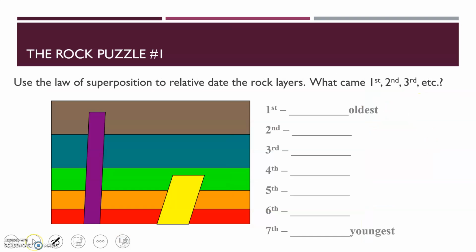Okay? All right, so let's try a rock puzzle. The law of superposition states oldest is at the bottom, youngest is at the top. So what came first? Let's see if you can figure it out. Well, let's go with what we know for sure. Which layer had to be there first? So the first layer that was there we think might be red. Okay, then what had to come? Maybe orange? All right, I'm going to give you a second to look.